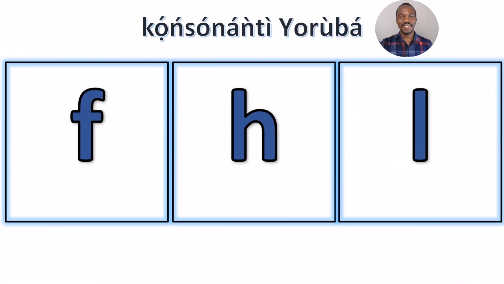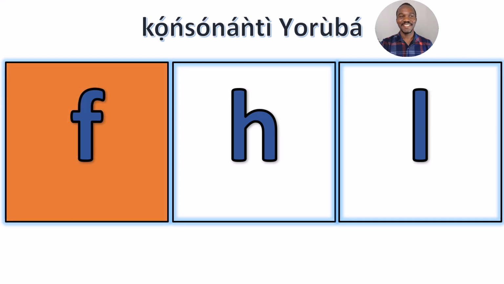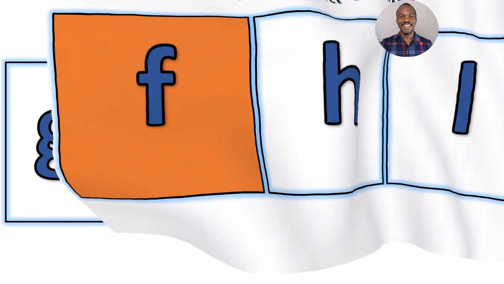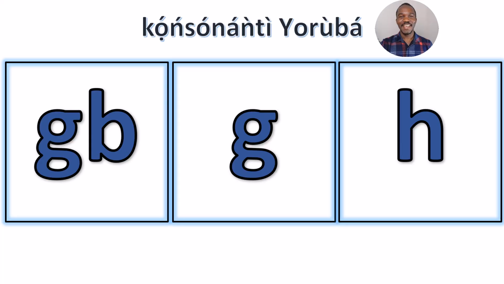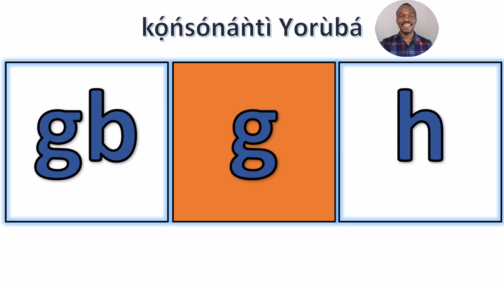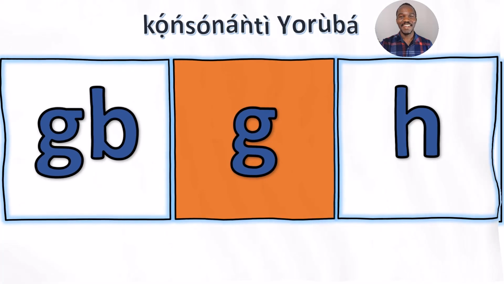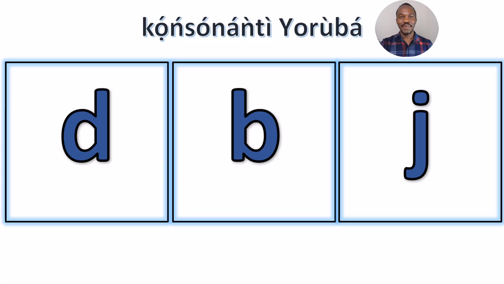For this one, which one says Fi? Fi. The one to the left. Excellent. Now, which one says Gi? Gi. Excellent. The one in the middle. All right. Which one says B? B. The one in the middle.